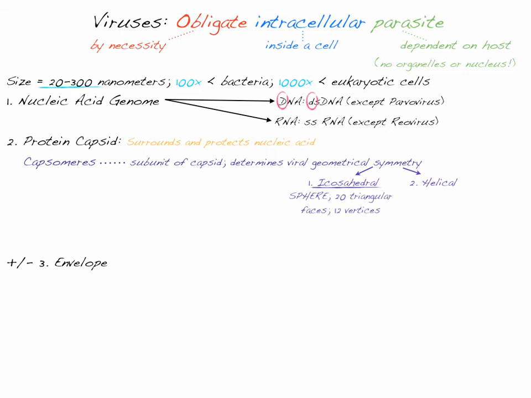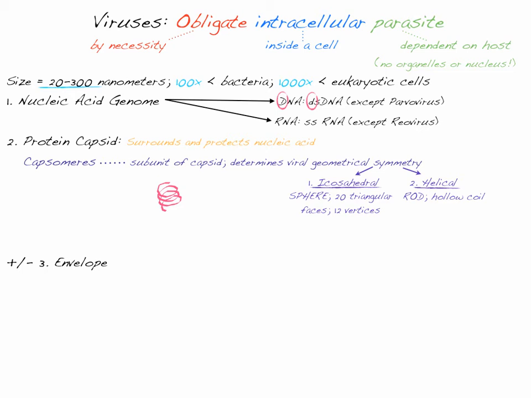Icosahedral is a spherical shape. If you break it down, it actually has 20 triangular faces and 12 vertices, but generally speaking, it's a spherical shape. And helical, just like it sounds, is going to be a rod-like shape, so it's a hollow coil. So the virus can have two shapes. It can either be icosahedral or it can be helical.